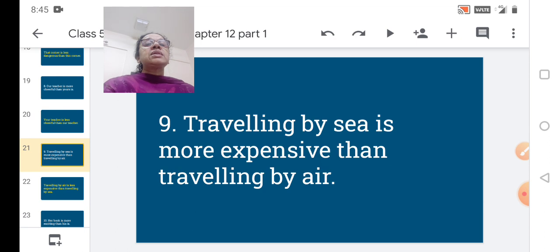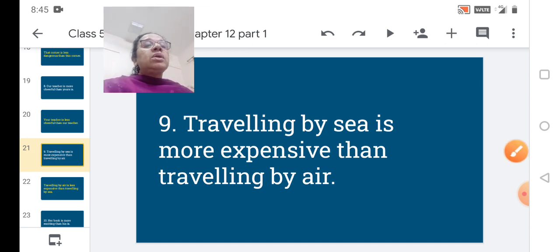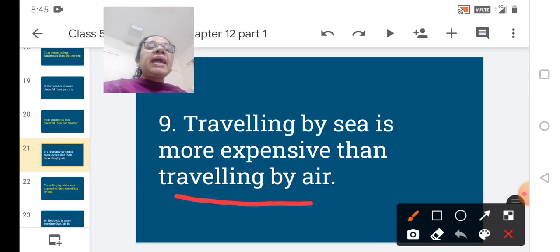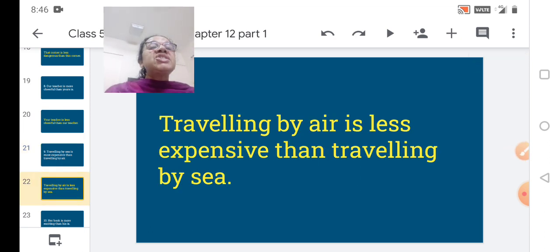Shall we move to the next, students? Here we have the question. Traveling by sea is more expensive than traveling by air. Now, here the latter part of the answer is traveling by air. So, we have to begin the answer by traveling by air is less expensive than traveling by sea. Here you have the answer, students. Just have a look. Traveling by air is less expensive than traveling by sea.